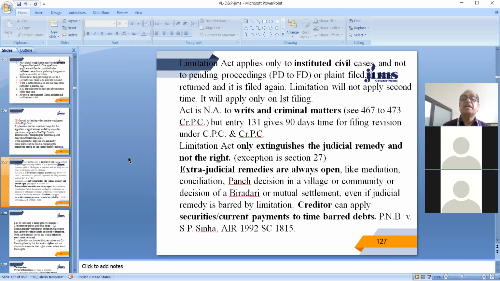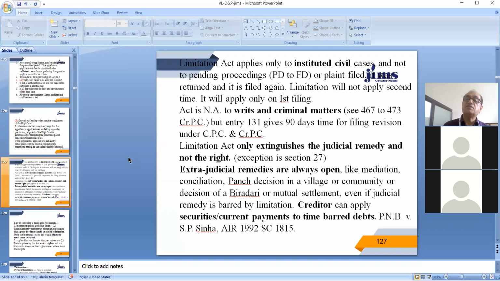Dear students, this Limitation Act applies only to instituted civil cases and not to pending proceedings. Pending proceedings means when a preliminary decree is prepared and then a final decree is prepared, then this Limitation Act is not applicable. Or a plaint filed, returned and filed again, then limitation will not apply to the second time. It will apply only on the first filing of your application or appeal. And this Act is not applicable to writs and criminal matters also.